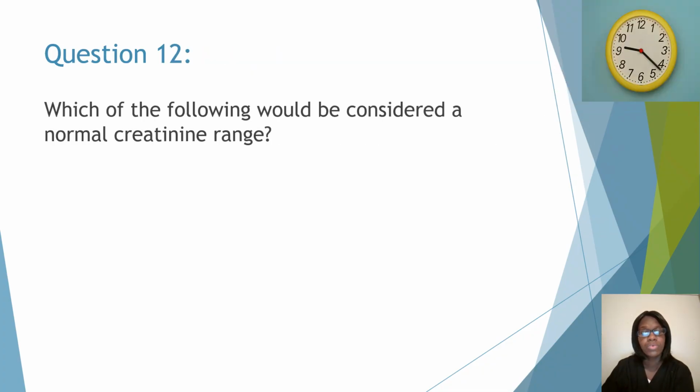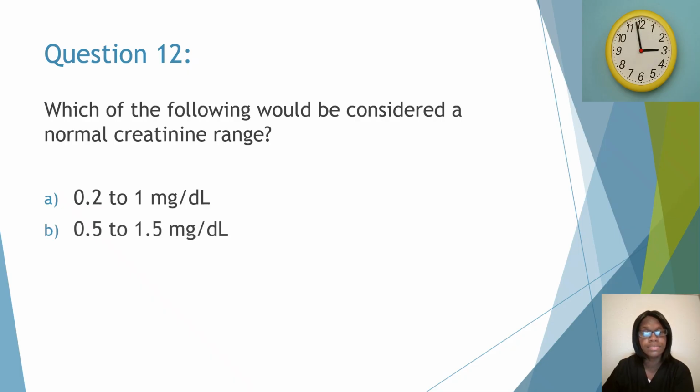Question 12. Which of the following would be considered a normal creatinine range? A, 0.2 to 1; B, 0.5 to 1.5; C, 0.5 to 3; D, 1 to 5.